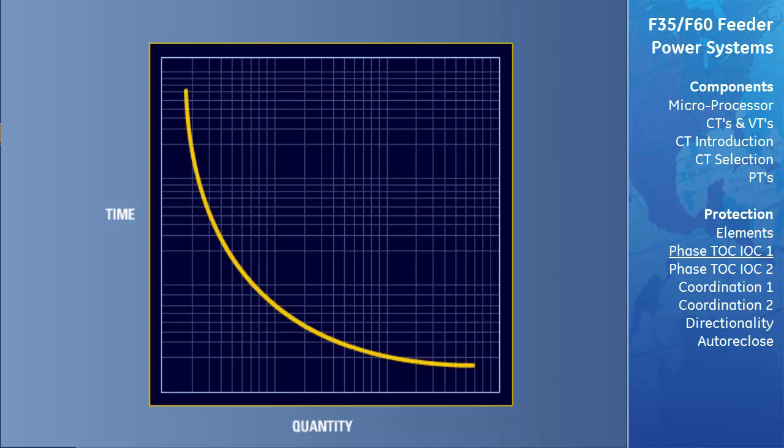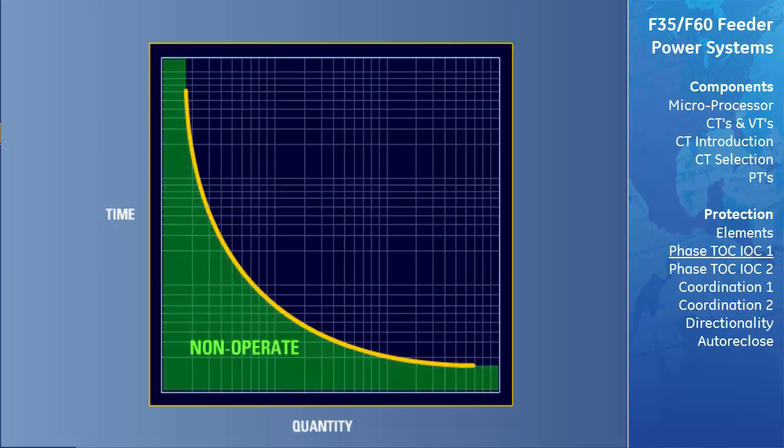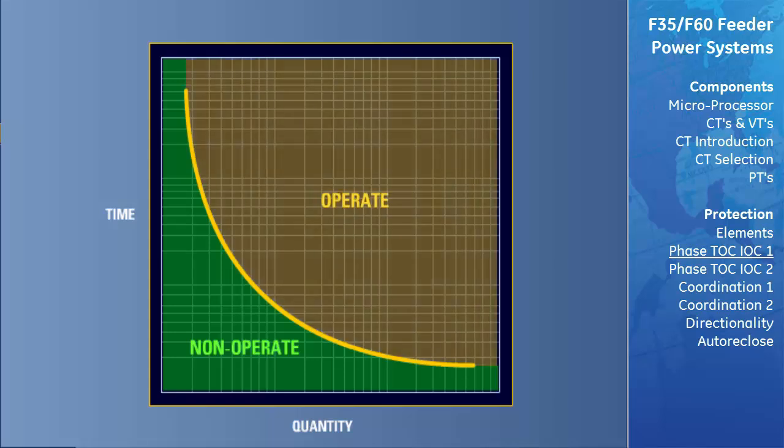The graph, or operating characteristic curve, clearly demarcates the boundaries between three regions. The first is the non-operate region, and as the name implies, the element will not operate when the intersection of the two measured quantities falls within this area. The second region is the operate region. The element will operate when the intersection of the two measured quantities falls within this area.